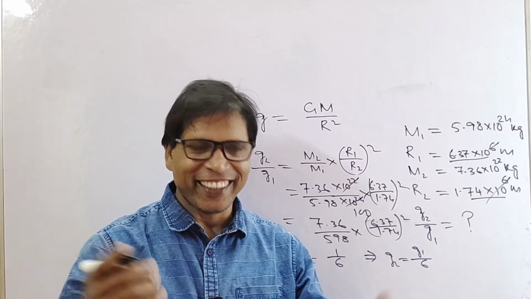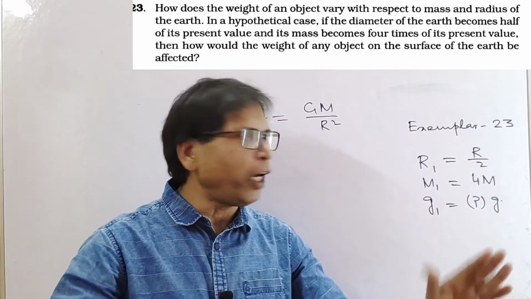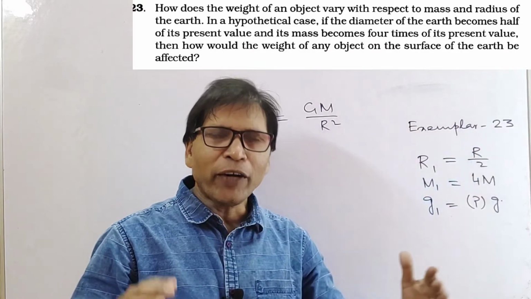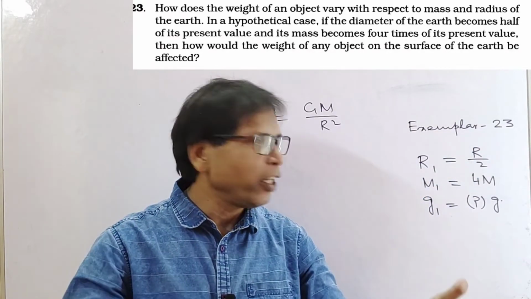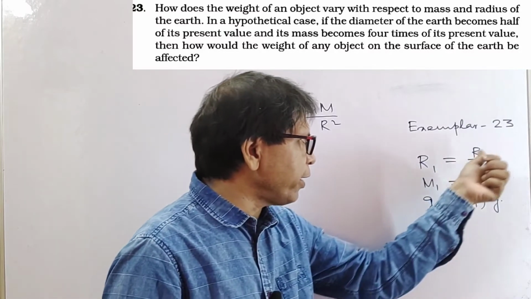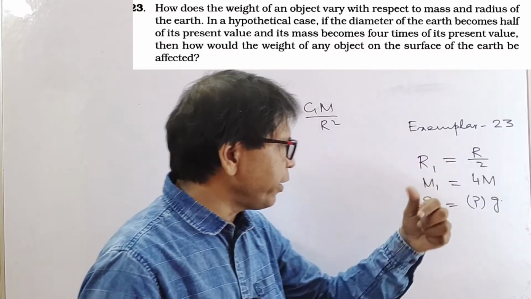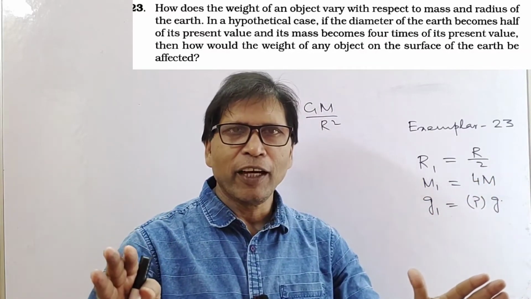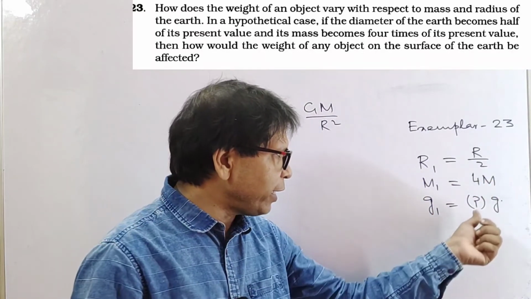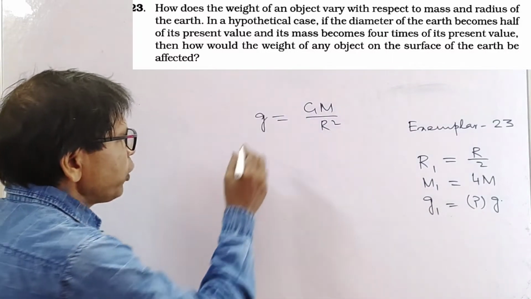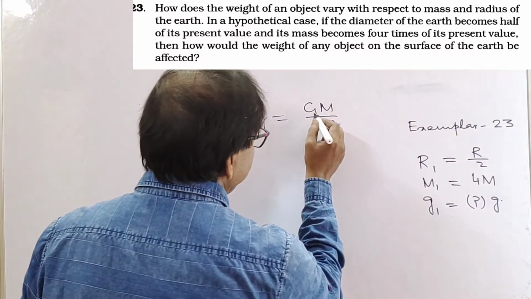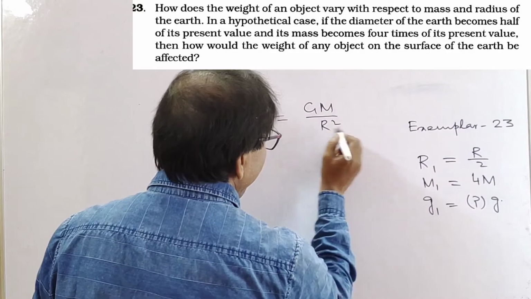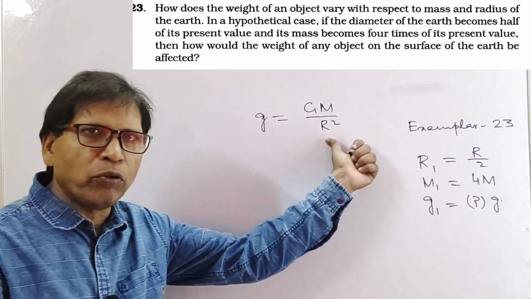Okay, next. Now, exemplar numerical 23. Look at this, a hypothetical case where the radius of the Earth is half of its present radius and mass becomes 4 times its present mass. What will be the acceleration due to gravity? We know the acceleration due to gravity on Earth's surface is GM by R square. This is the present value.